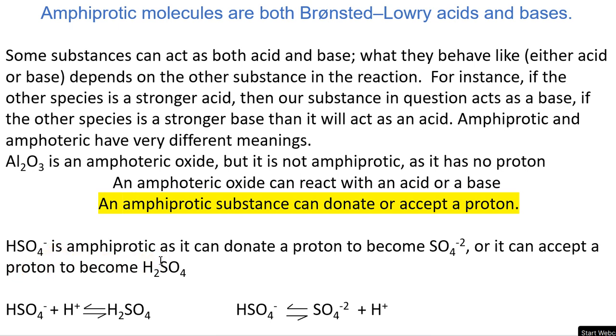HSO4- is amphiprotic, as it can donate a proton and become SO4 2-. Below, HSO4- is losing a proton, H+, and forming SO4 2-. It can accept a proton to become H2SO4. Immediately beneath we see HSO4- accepting that H+ to become H2SO4.